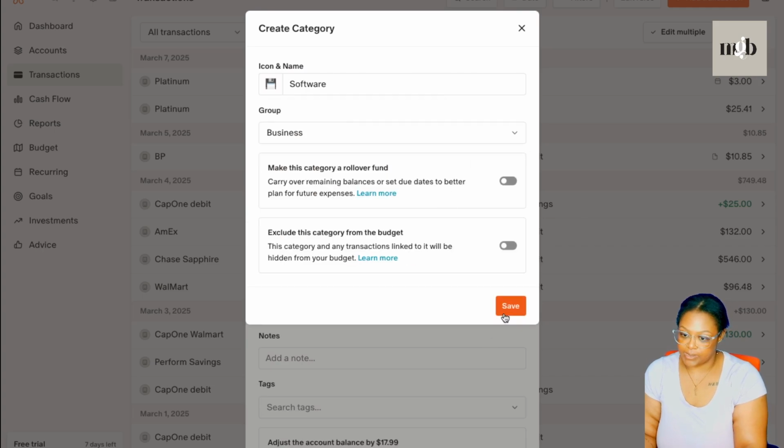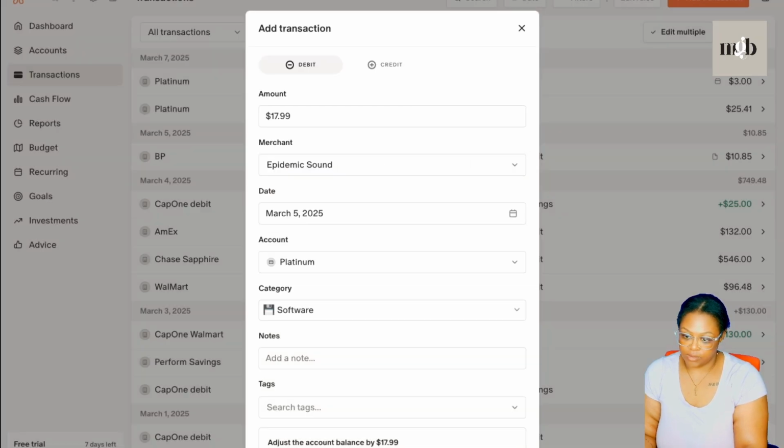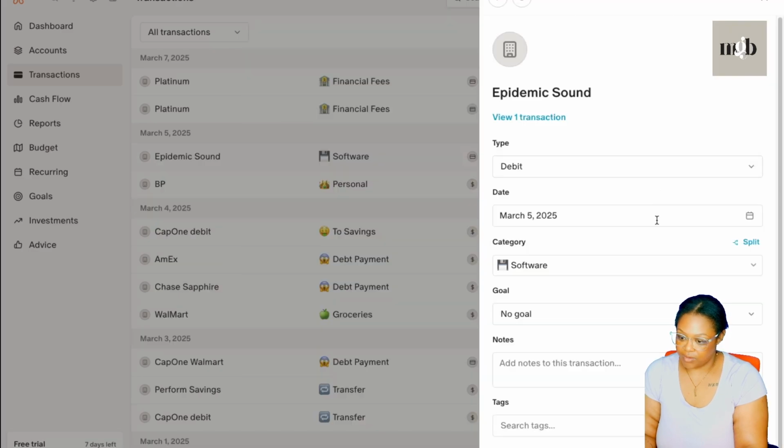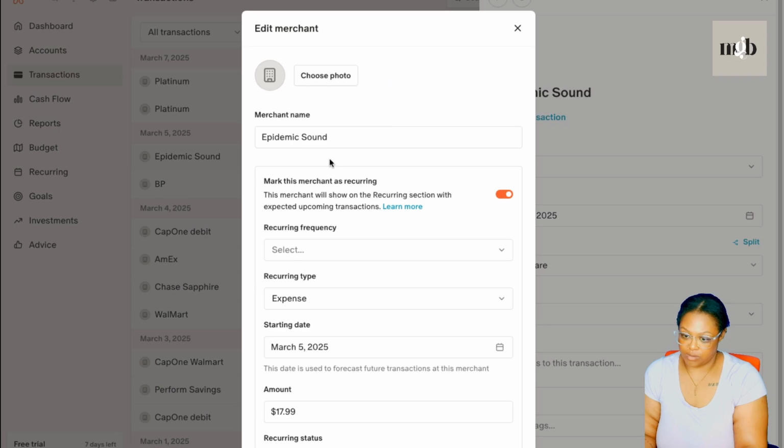Oh, floppy disk. Y'all don't know nothing about that. Y'all too young. Make recurring from here. Switch to mark merchant as recurring every month.